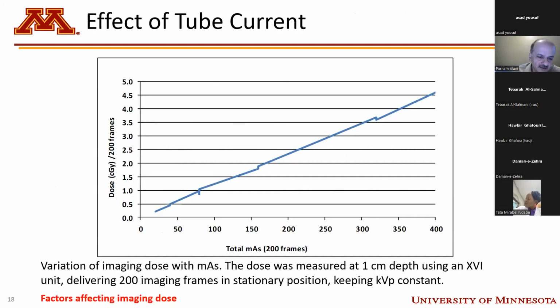So for tube current, this is a measurement we did in-house using the Elekta unit many years ago. We essentially delivered the same number of frames to a solid water phantom and measured the dose at 1 cm depth. Again, this is obvious: if the milliamp second goes higher, the dose has to go higher. Keep in mind, this is exaggerated. For the actual dose to patients, if you do a trunk imaging on an Elekta unit, usually we're in this region, somewhere in here. Head and neck is way down there because it uses a lot lower milliamp seconds.